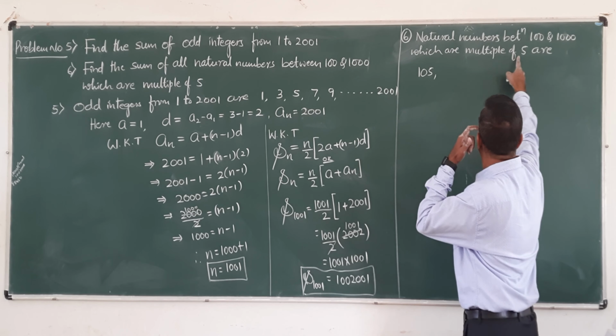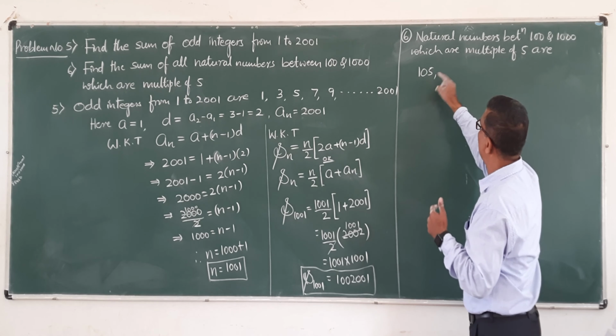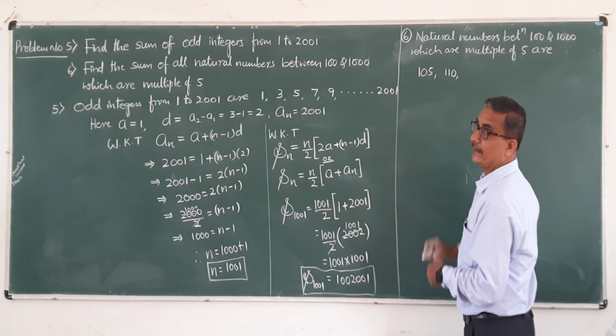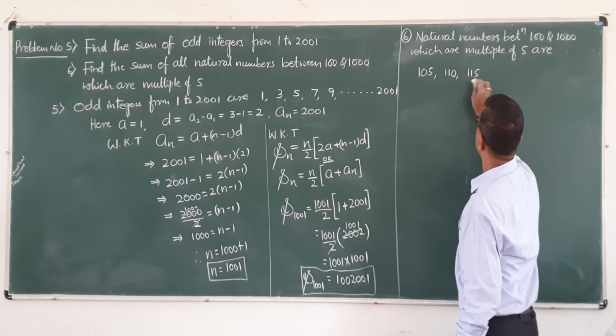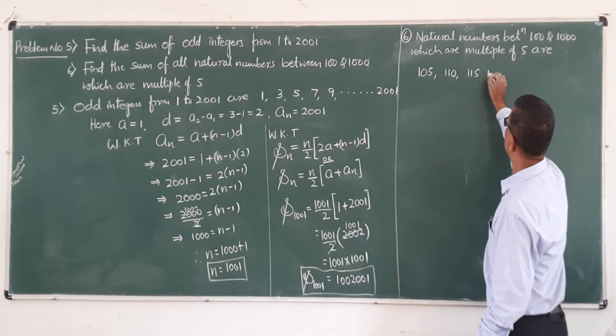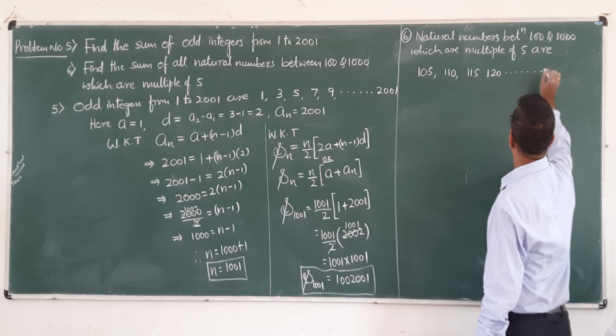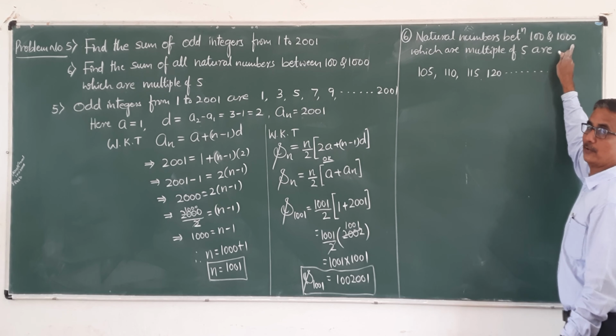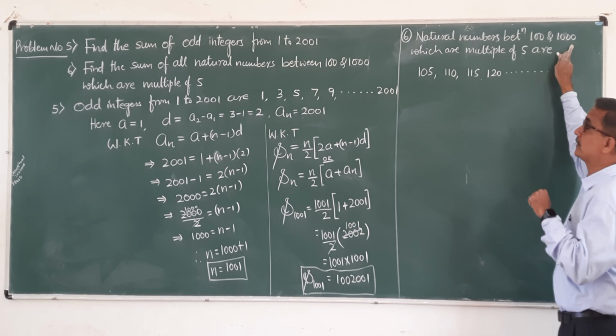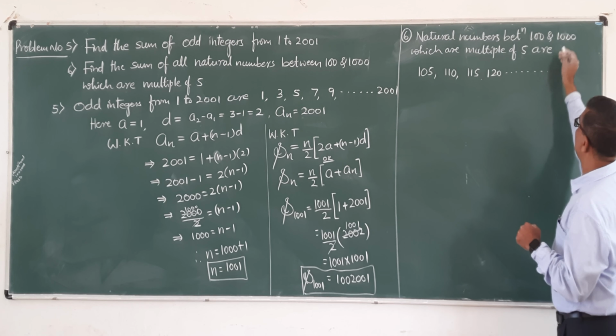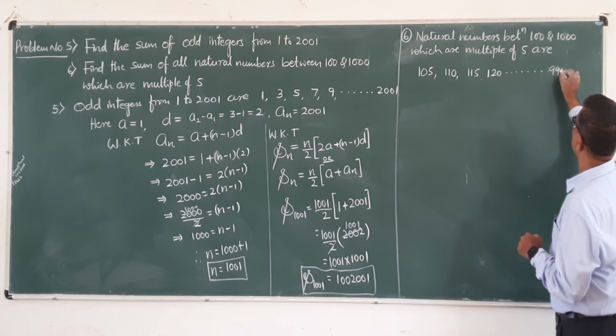Next number, multiple of 5, keep adding 5. 110, 115 divisible by 5. Next 120 divisible by 5 and so on. Last number, 1000 is there, don't take 1000, between 1000, subtract 5 and you get 995. These are the natural numbers which are multiples of 5.